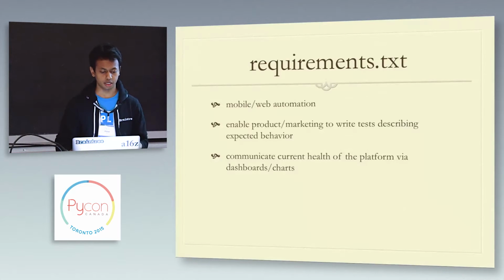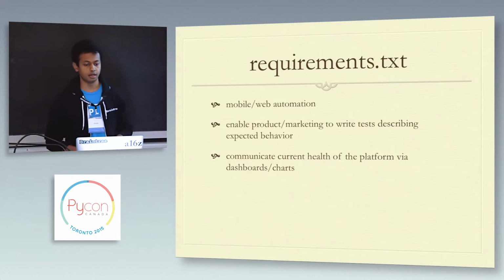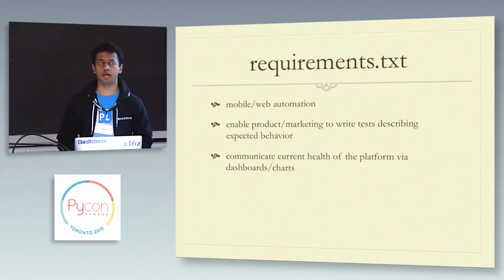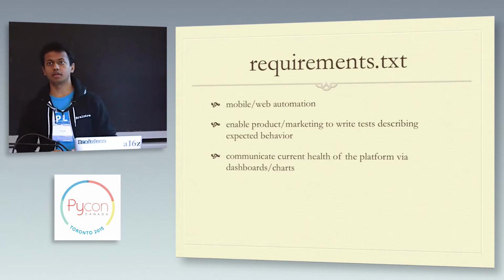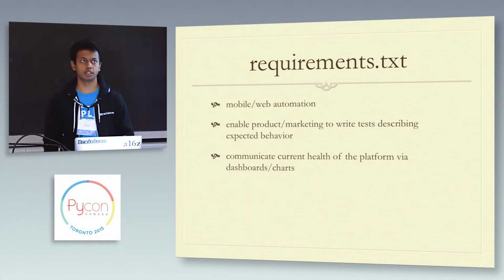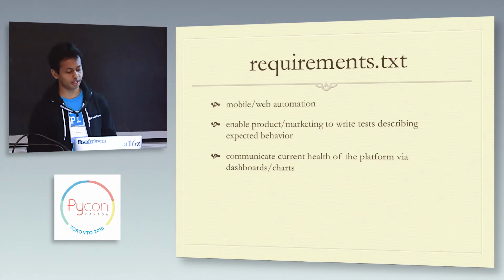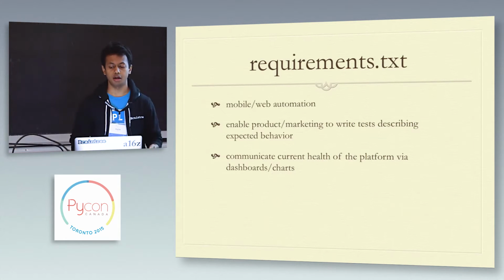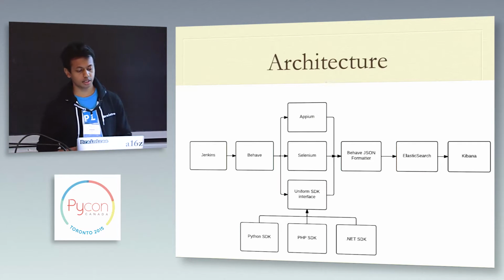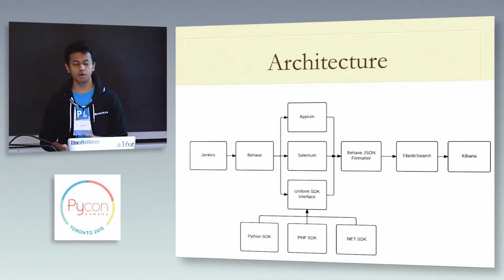To look into this, let's look at what kind of requirements we had. We need to do automation for mobile and web. We need to make sure that someone who doesn't write code can actually make some sense of what the tests are, so that's the behavior-driven tests. And we need to display the data on dashboards and charts. So let's look at the architecture of the testing pipeline that we have.